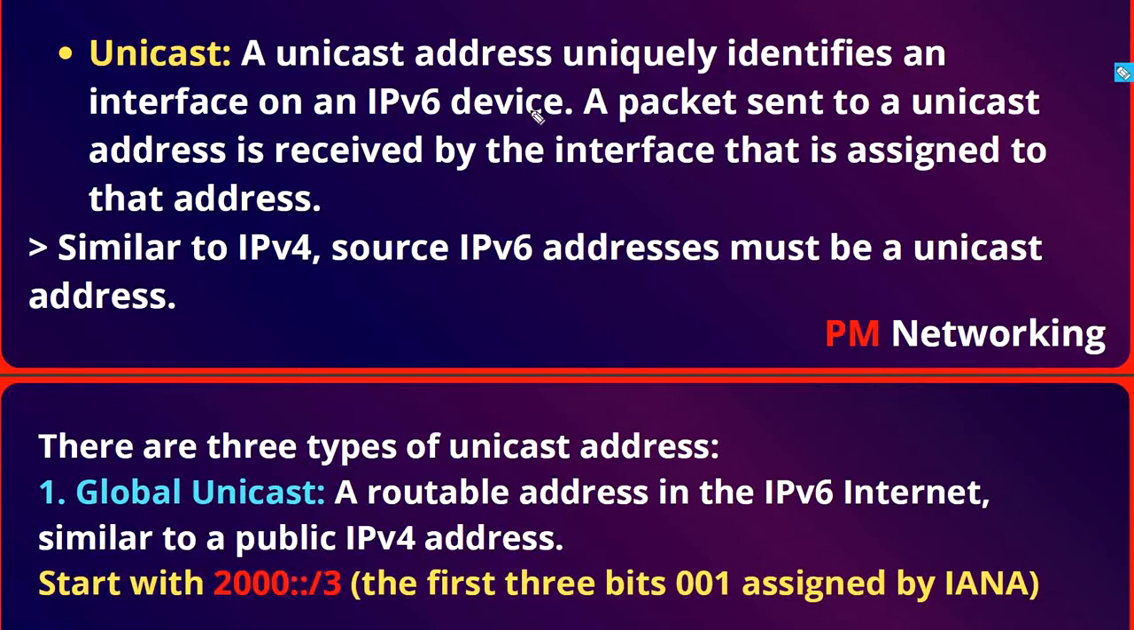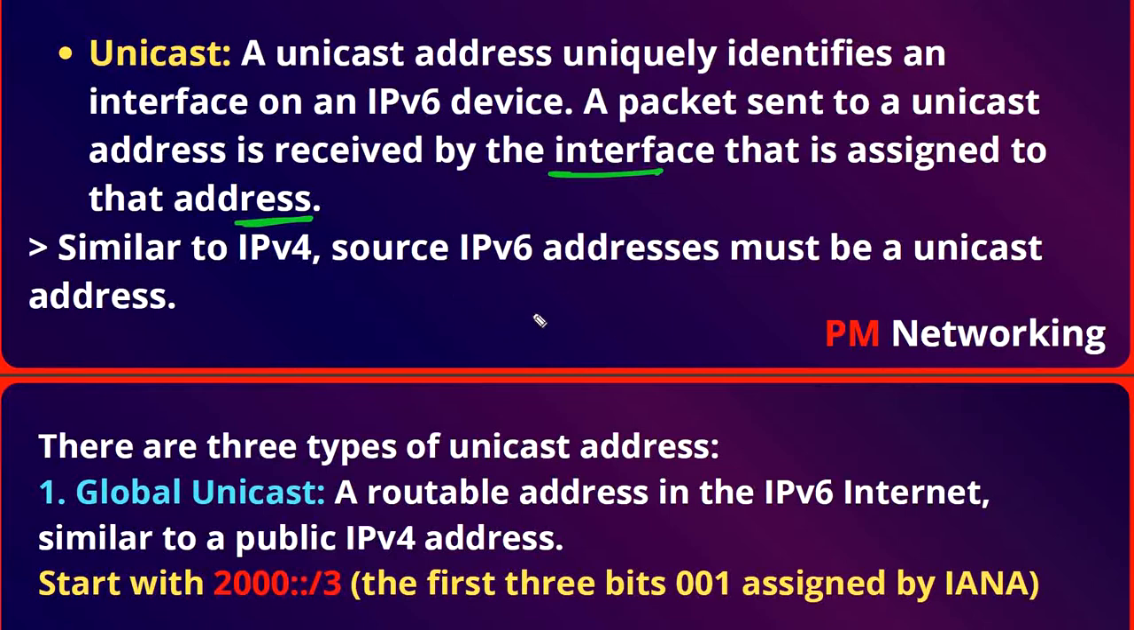Okay, so here you can see a packet sent to a unicast address is received by the interface that is assigned to that address, right? Only that interface will receive that packet where you have configured or assigned that IPv6 address.